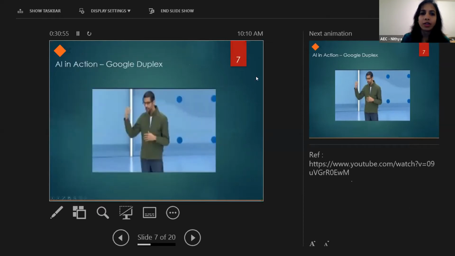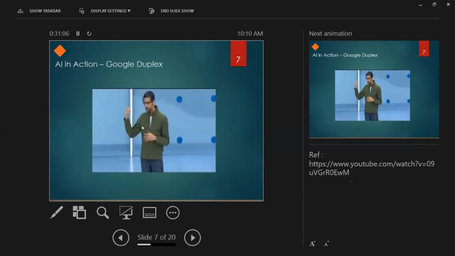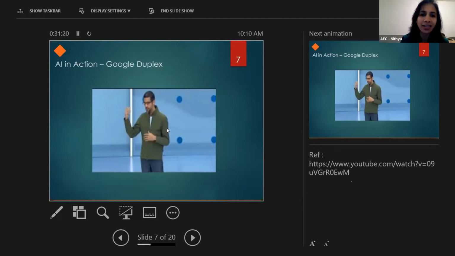So let's go over. Have you guys seen this before? Anyone? No. Okay. Do you guys know who this guy is? Probably the Google CEO, whoever that is. He is the Google CEO, Sundar Pichai, right? So let's hear from him on what he has to do with the Google Duplex.